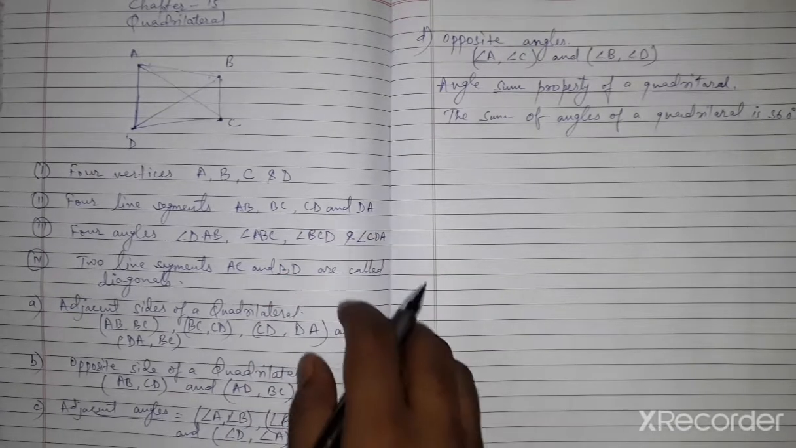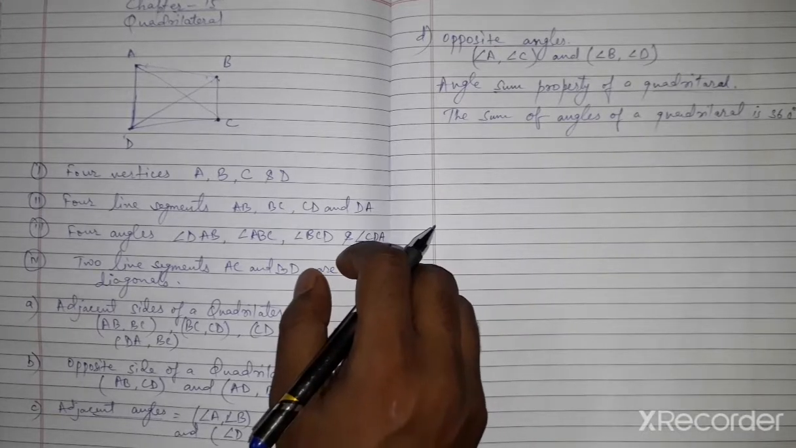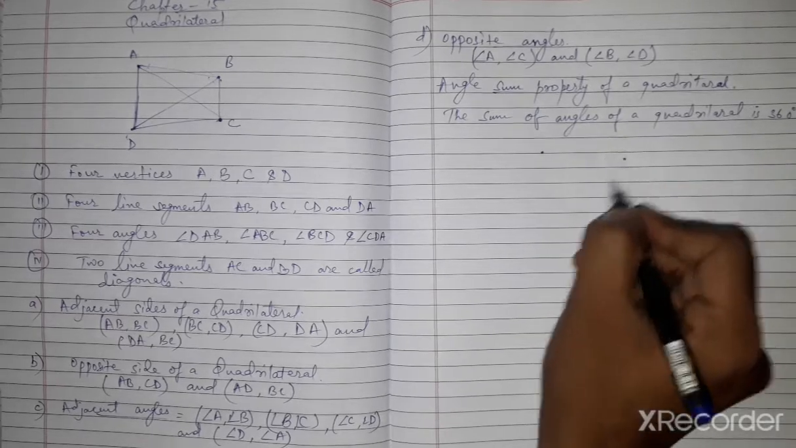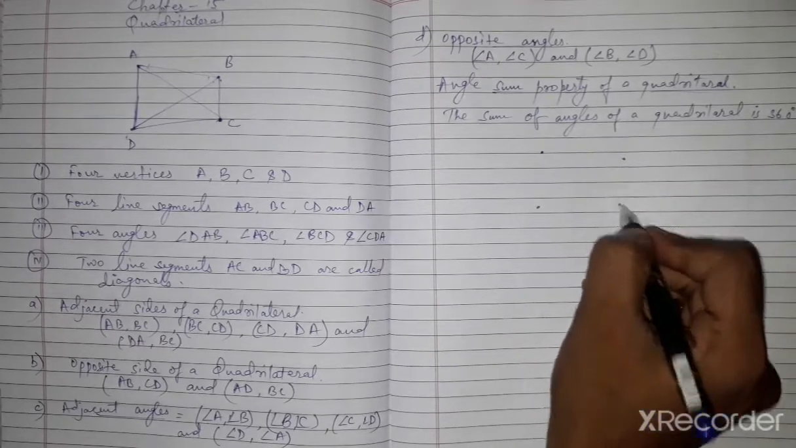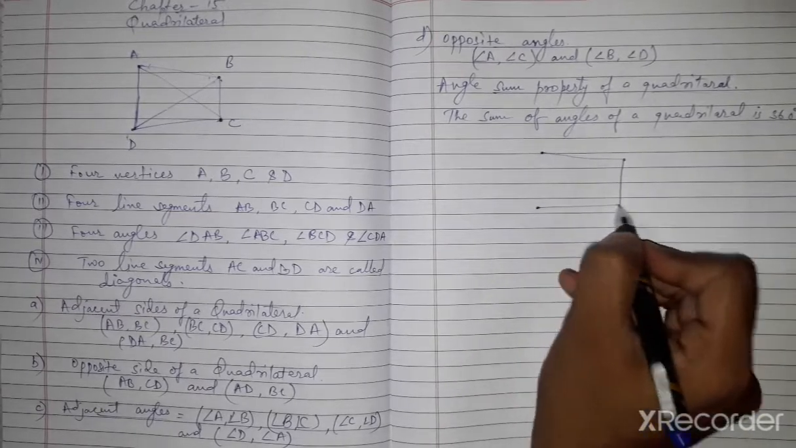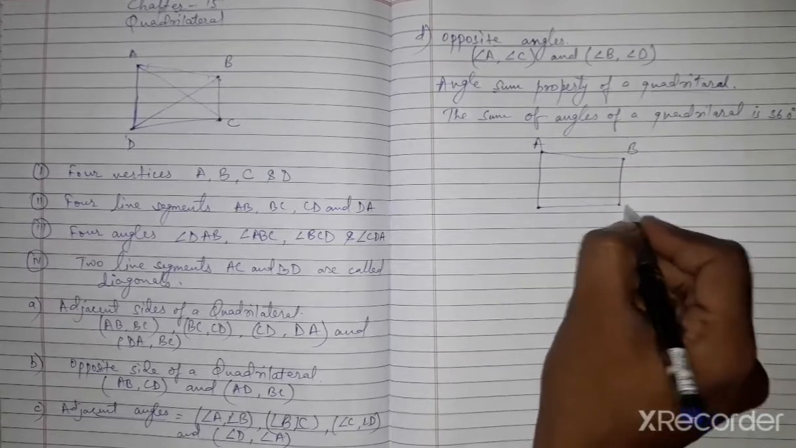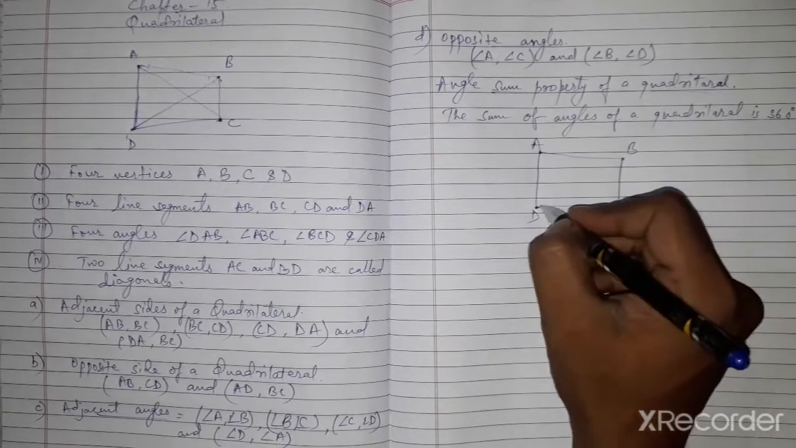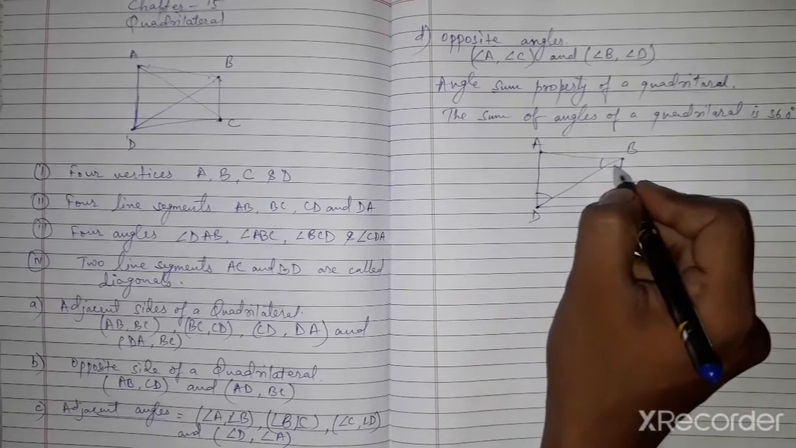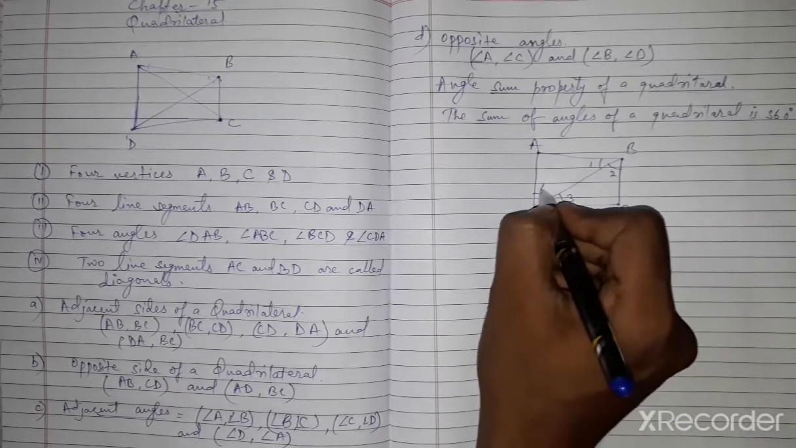Now let's prove how the sum of all the angles of a quadrilateral is 360 degrees. Let's suppose I have a quadrilateral. Again let's say that the quadrilateral is ABCD. Now I am joining BD. Let these angles be 1, 2, 3, 4.